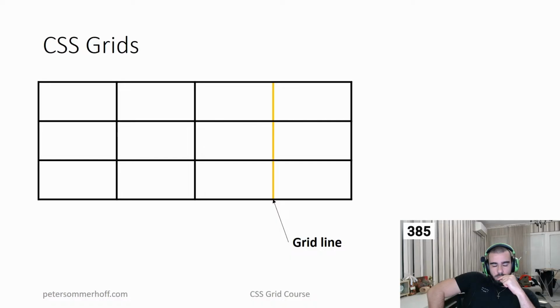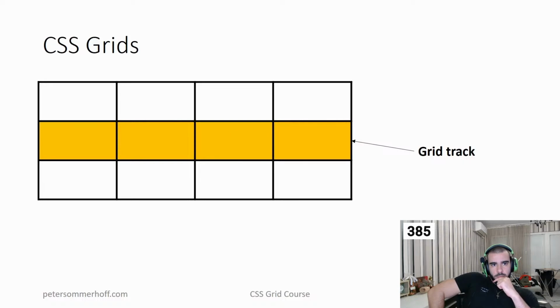And now with the grid lines defined, we can also define what a grid track is, because it's defined as the area between two grid lines. So effectively a grid track is going to be one or more rows or columns. So in this case here you can see that the grid track here is just a row in the grid. It might also be a column, it could also be two rows, but it's just the area between two grid lines. So similarly, this might also be a column here if we're talking about a vertical grid track.